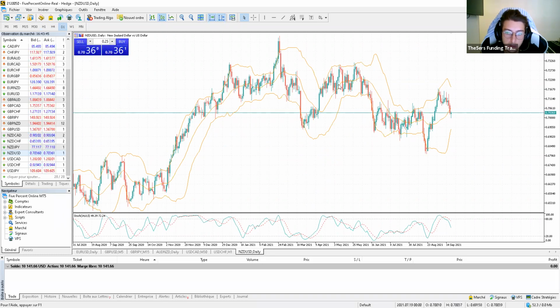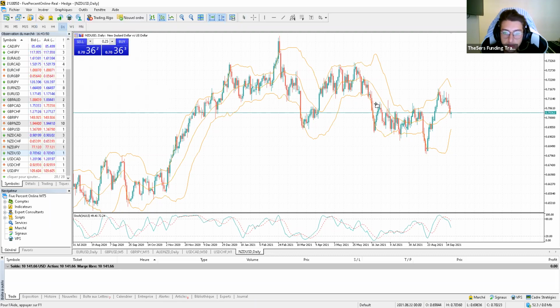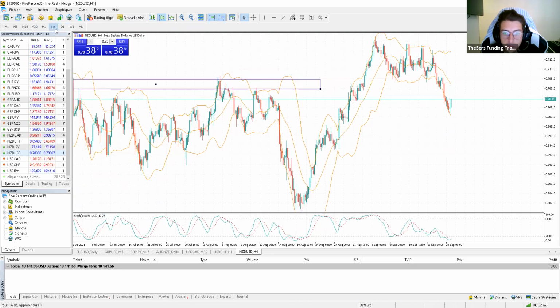Okay, so that's what I see. You had this zone that was a resistance for a few weeks, then a sharp drop that didn't respect the resistance and broke it. Actually, maybe this zone is not relevant at that point.